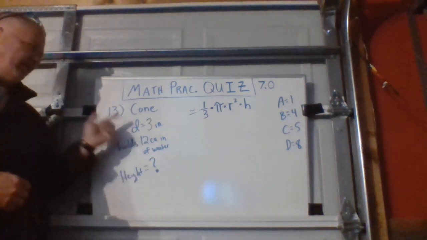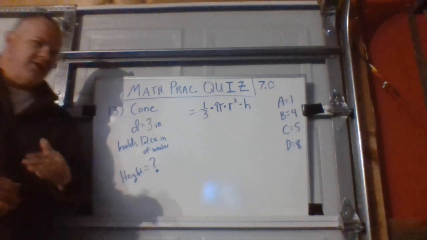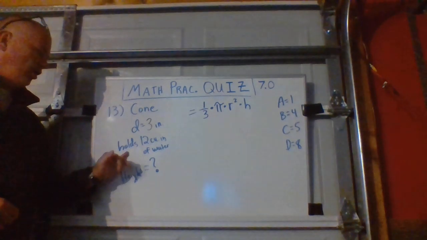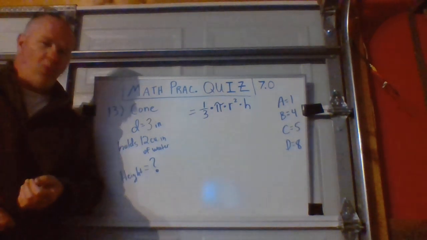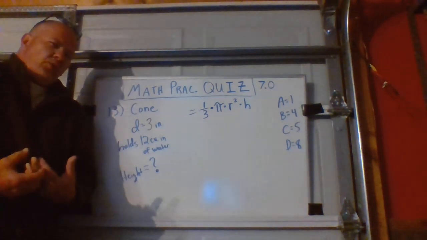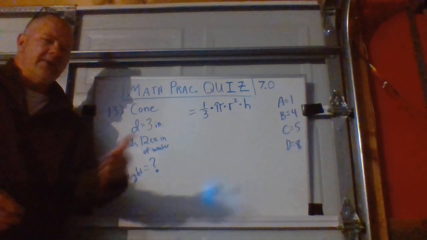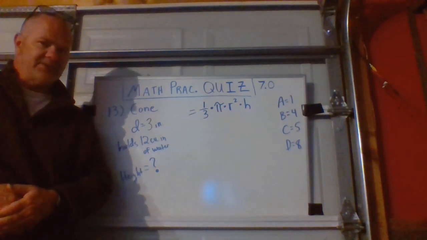So we're given a cone. We know we're talking about volume for two reasons. Number one, they tell us it holds a certain amount of water. If we're being told a certain amount of water that can be held by an object, that is a volume. That's the definition of volume.